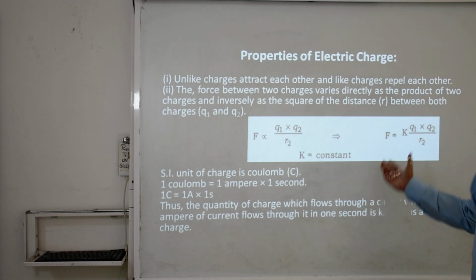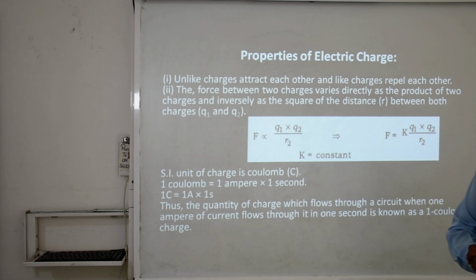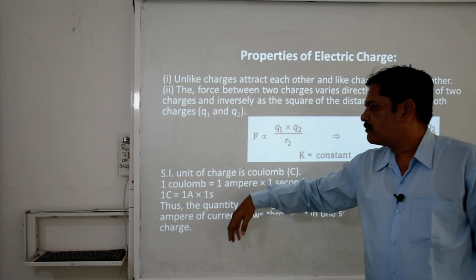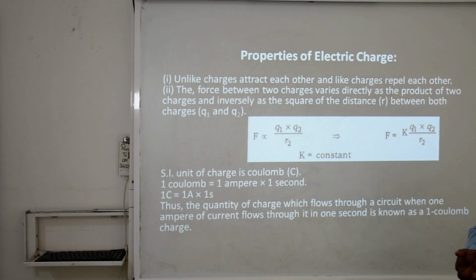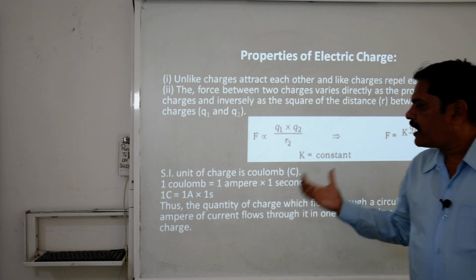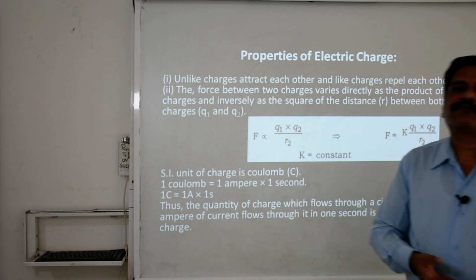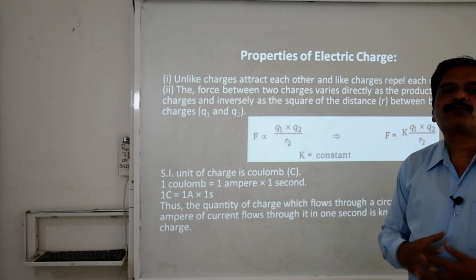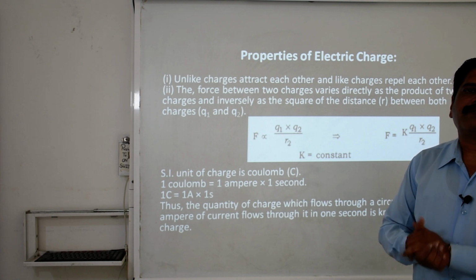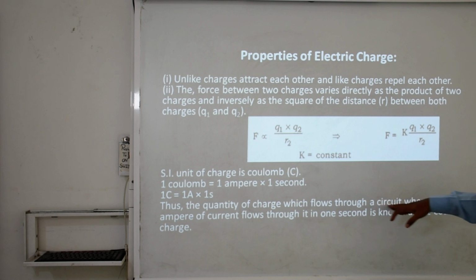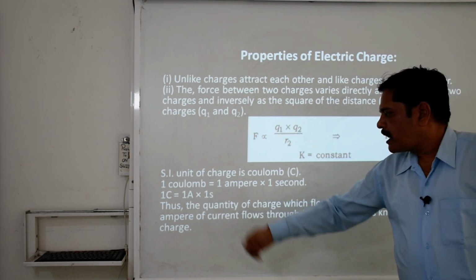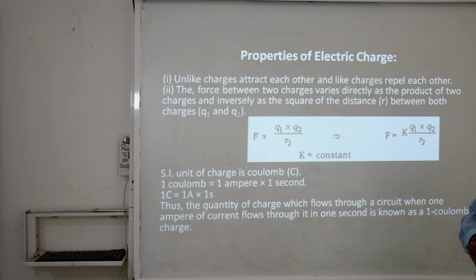Remember this thing. The SI unit of charge is the coulomb, as we discussed earlier. So now we want to make clear what a coulomb is. One coulomb is equal to 1 ampere into 1 second, that is 1 AS. A stands for ampere and S stands for second. Clear? So 1 coulomb is the product of 1 ampere and 1 second. The quantity of charge which flows through a circuit when 1 ampere of current flows through it in 1 second is known as 1 coulomb of charge.